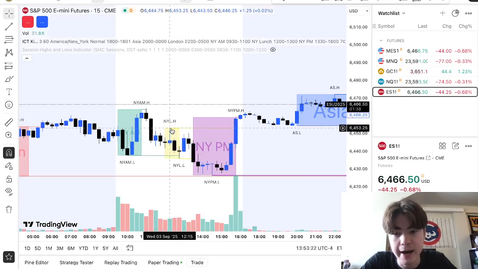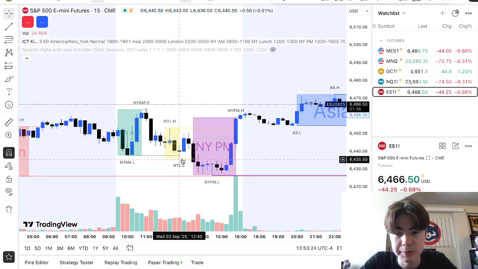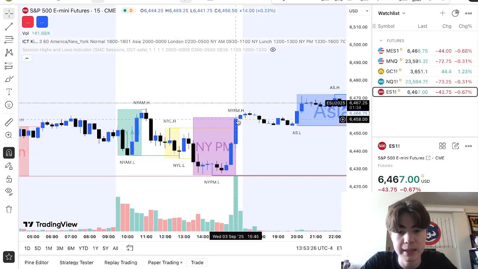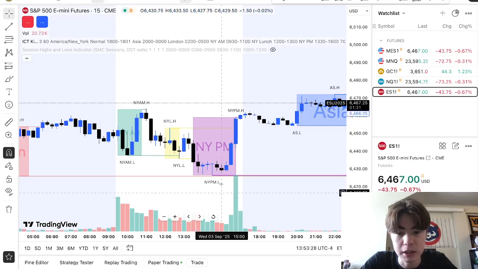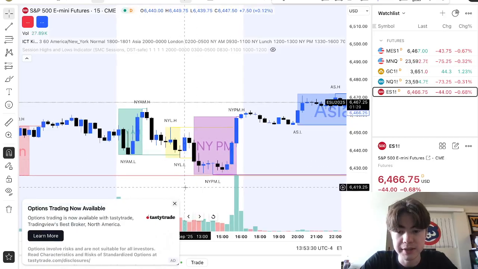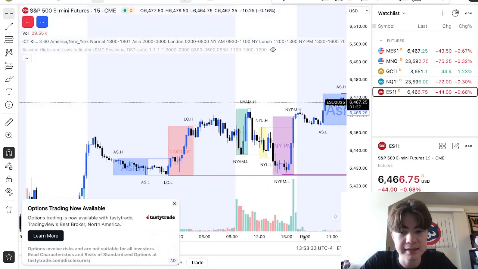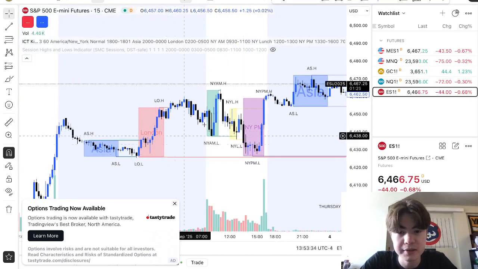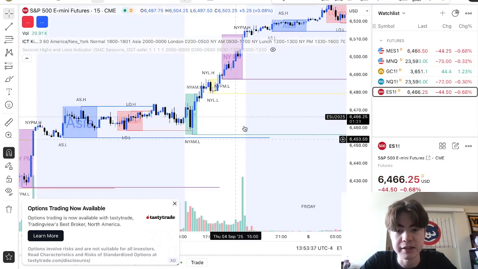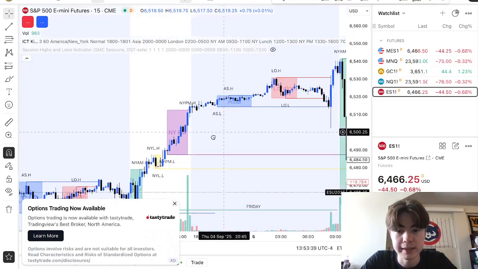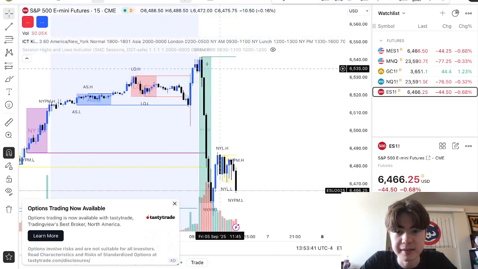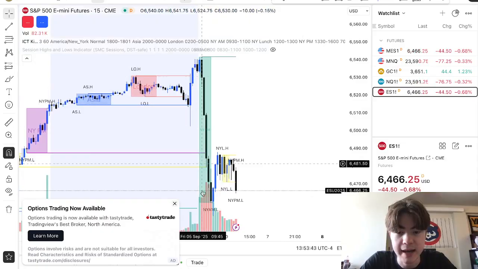You can see again the high is this one right here, and the low is this one for New York lunch session. The high of NYPM session is this candle right here, and the low is this one right here. So yeah, basically what the indicator does is it marks out these session highs and lows for every single session, and you can see it just repeats as each session repeats as time goes on. This was today's New York AM session. You can see this is the high, this is the low.